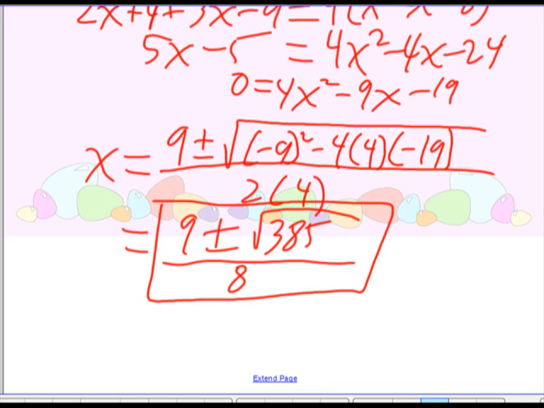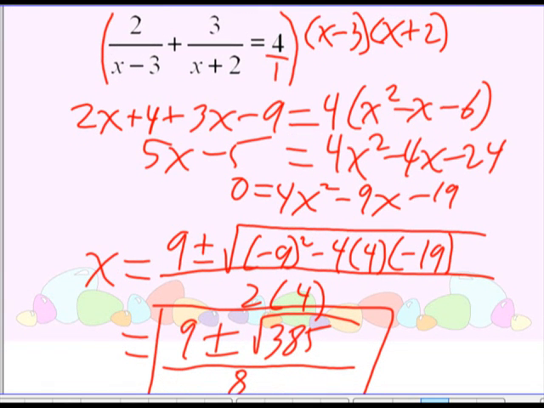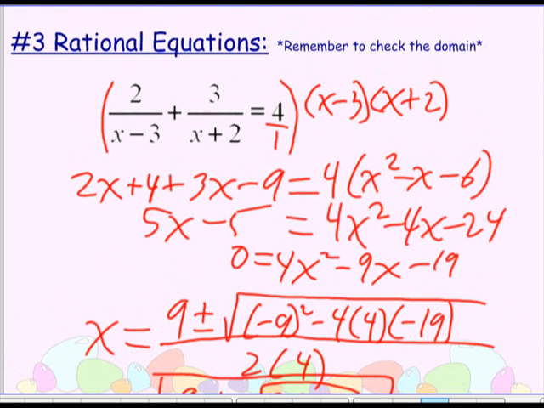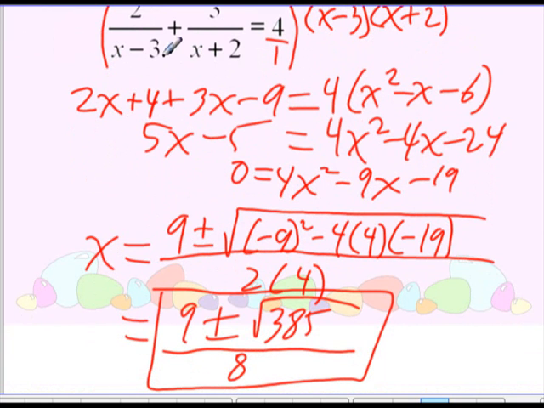What you do have to remember here, though, is to look for solutions that would make the denominators 0. But clearly, if I plug this in, it's not going to cause a problem. We don't have to worry about what we call extraneous roots, right? Because if I plug that in for x, it's not 3, which would make this one blow up, and it's not negative 2, so we're good to go.